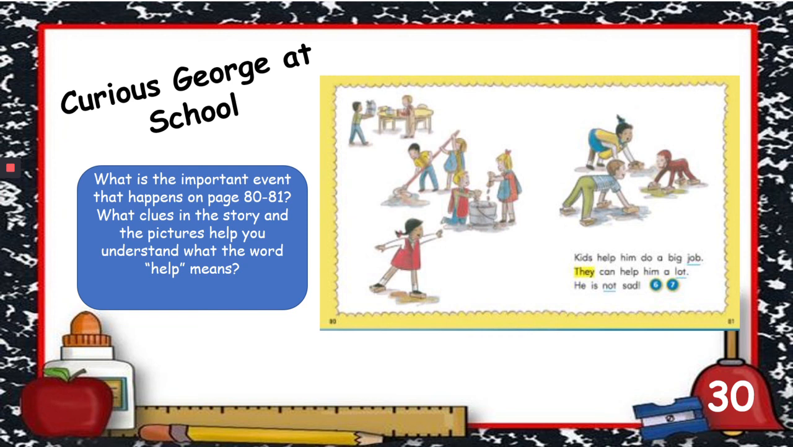What clues in the story and the pictures help you understand what the word help means? The children do what George is doing. They all do a part of the work. This makes the big job easier. So I know that help means to share the work to make it easier for someone.